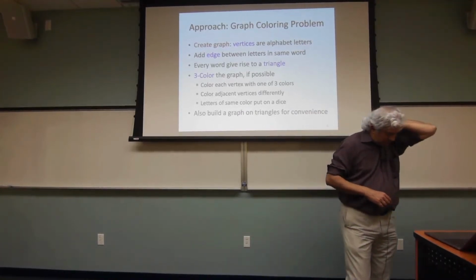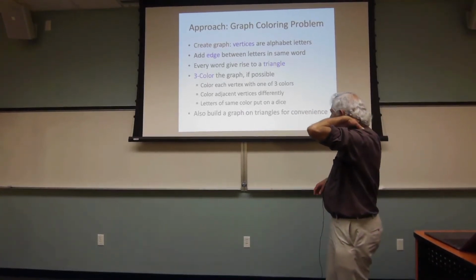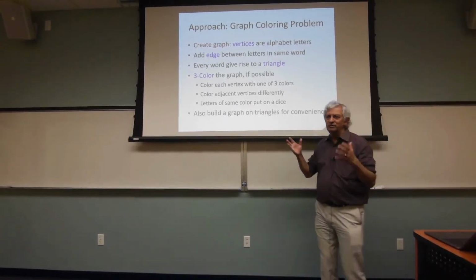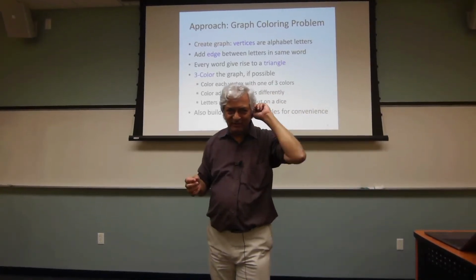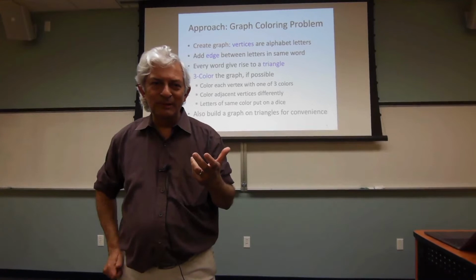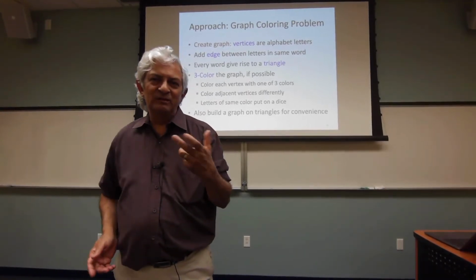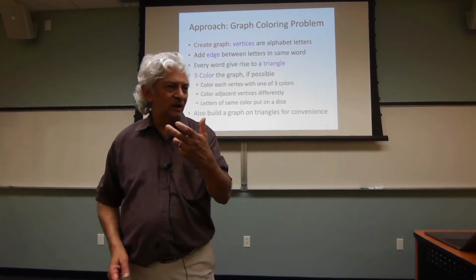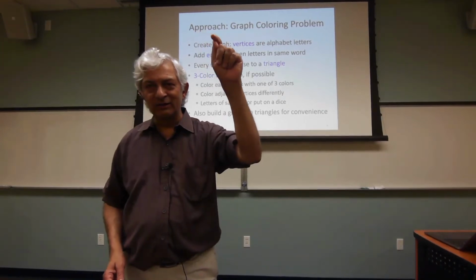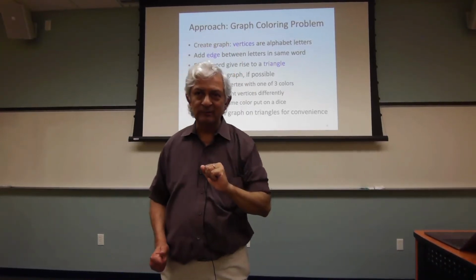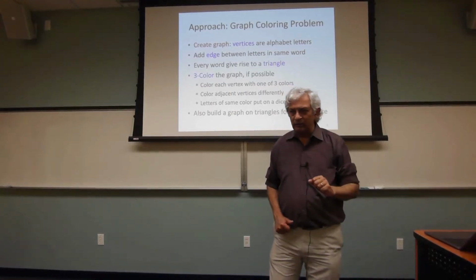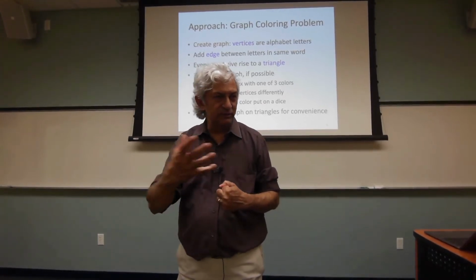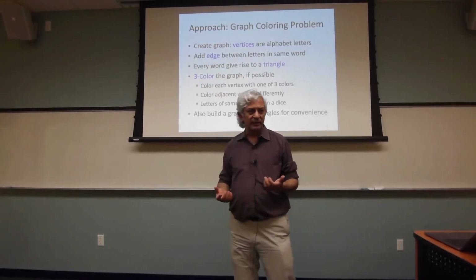Okay, so now, I added a little thing at the end that says that we're also going to build a graph on the triangles, basically on the words, because in the end, in order to check for consistency, you have to know which letter is part of which triangle and which triangle intersects with which other triangle. Or if the letter is in this word, we want to know which other word shares a vertex with this triangle.